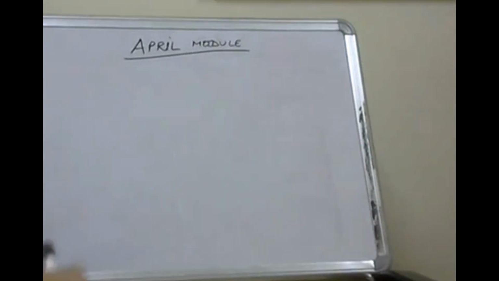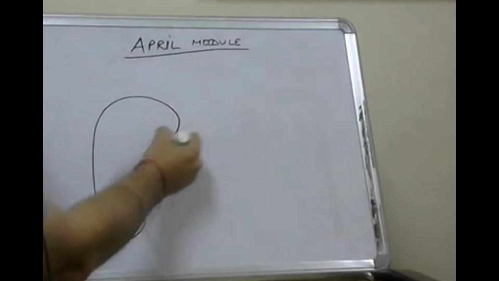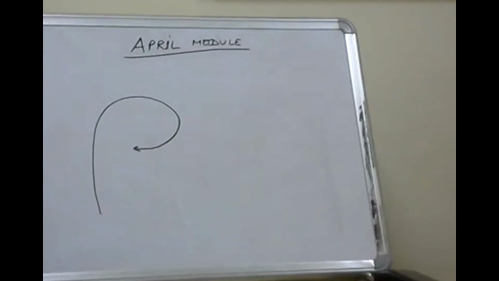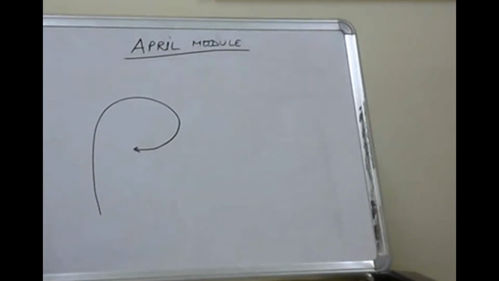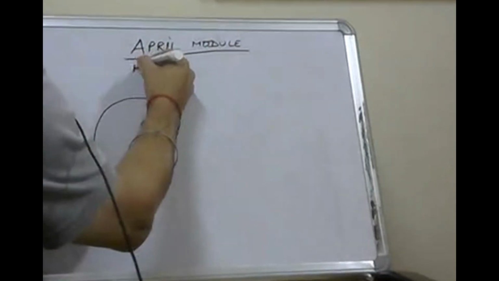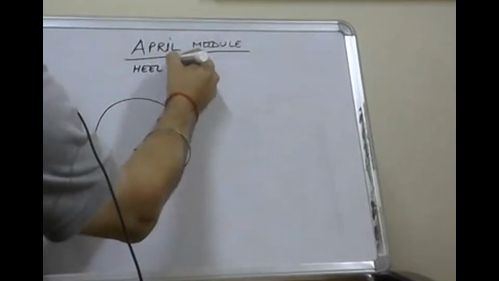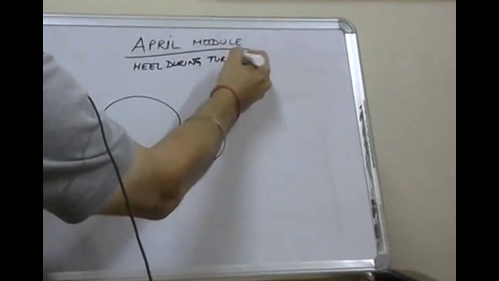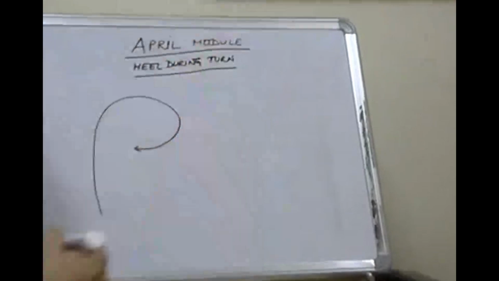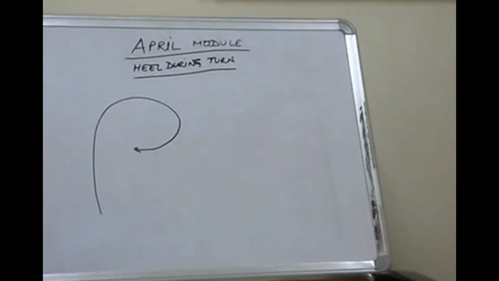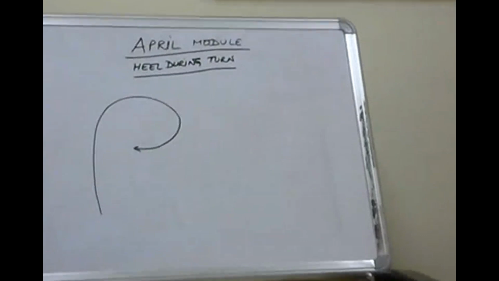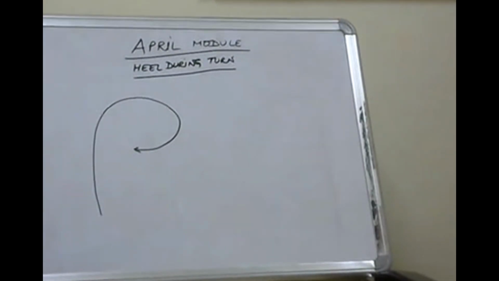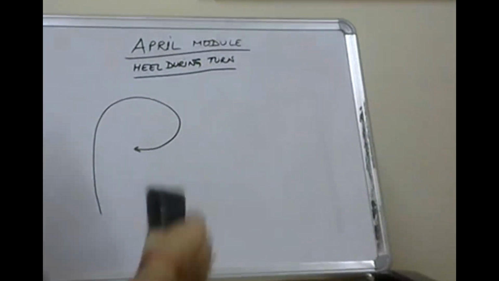So in case I give a vessel hard over to starboard, which side would my vessel heel over? Any ideas? Starboard side. Port side. So she will heel over opposite side from the turn.